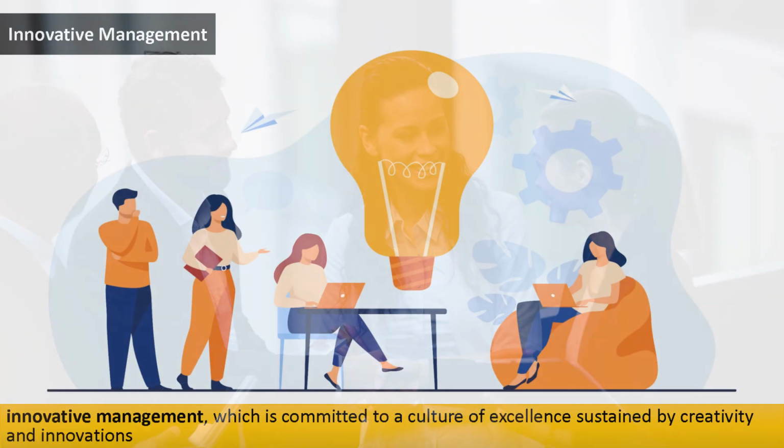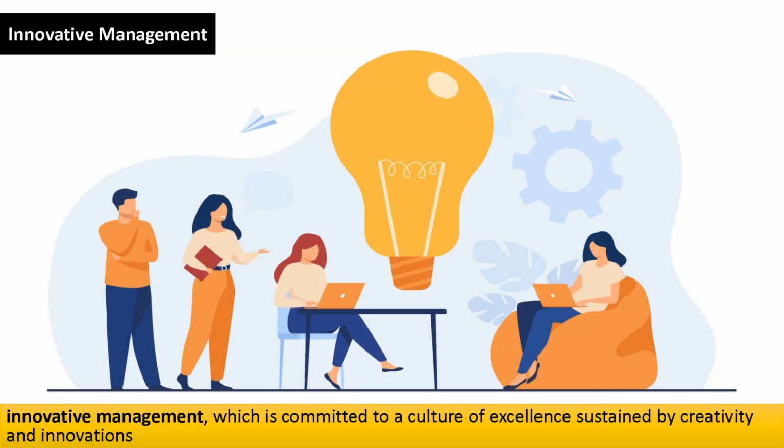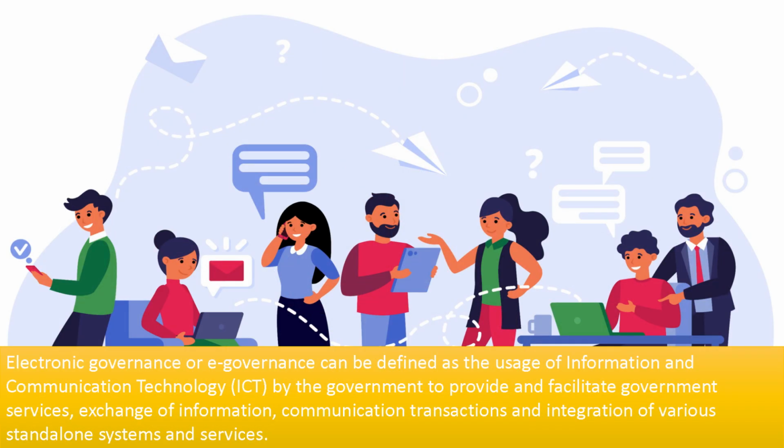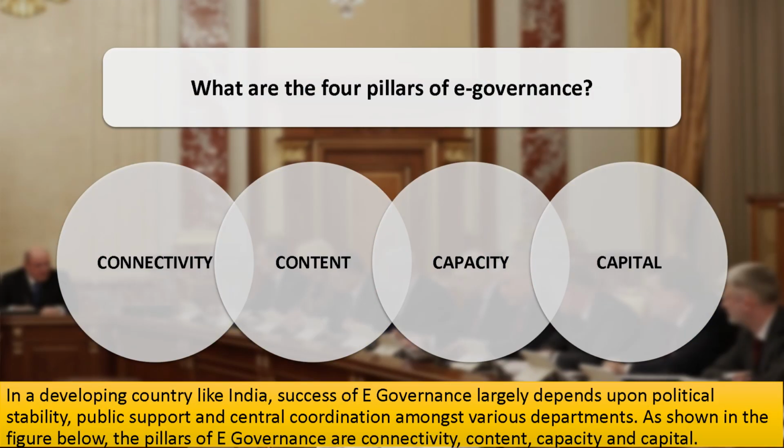So electronic governance or e-governance can be defined as the use of information and communication technology by the government to provide and facilitate government services, exchange of information, communication transaction, and integration of various standalone systems and services. So what are the 4 pillars of e-governance? In a developing country like India, success of e-governance largely depends upon political stability, public support, and central coordination amongst various departments. So the pillars are connectivity, content, capacity, and capital.